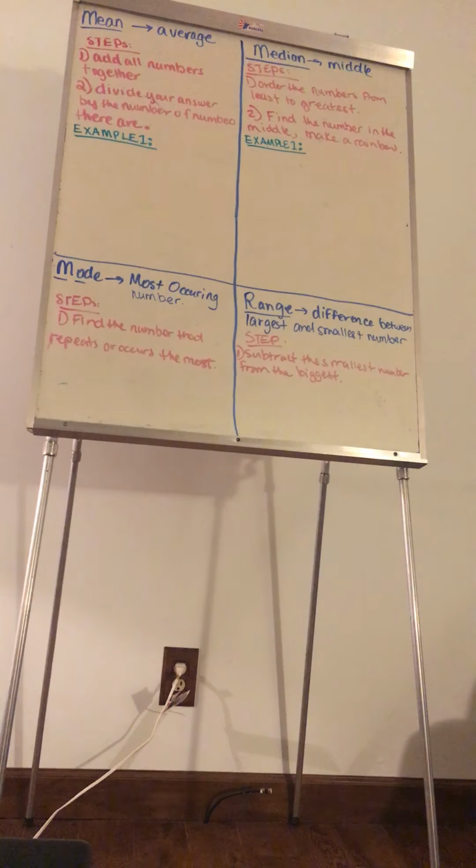When you have an odd number of numbers, like we do here, we have 5 numbers. It's a little bit easier. We are going to do one where we have an even number of numbers, and I'll show you how that works.